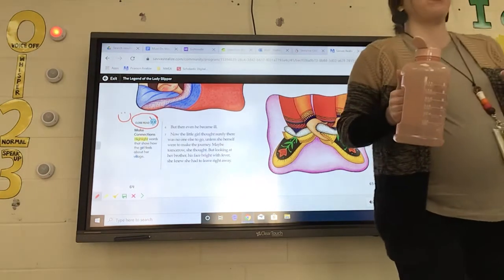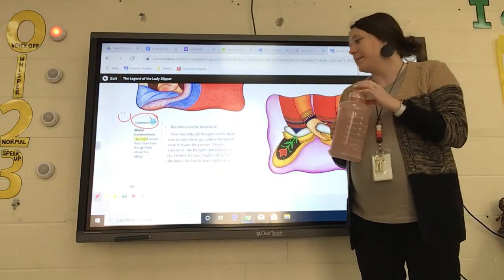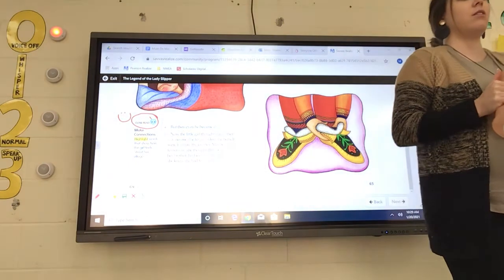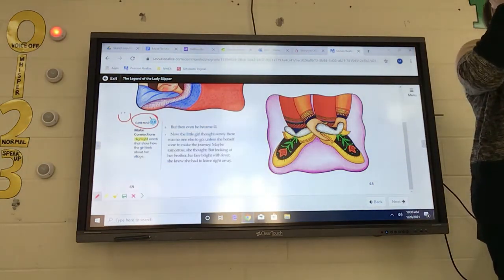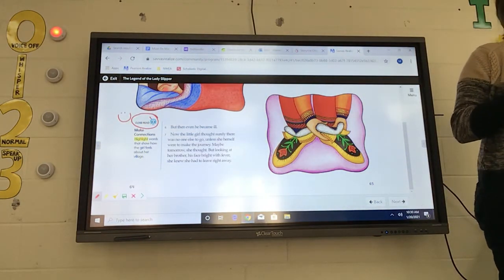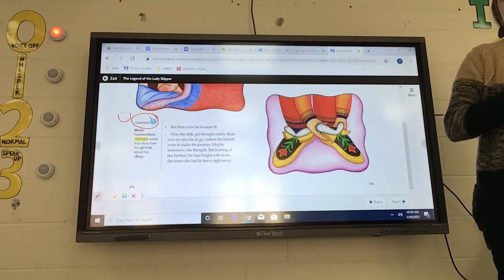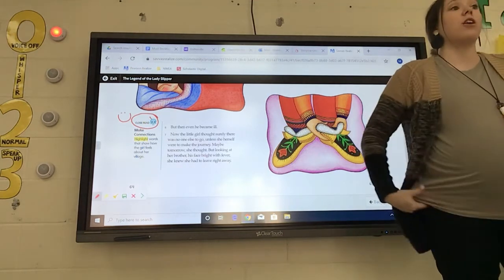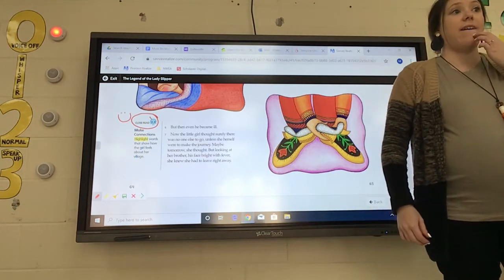How is the little girl feeling on this page? On page 64, how is the little girl feeling? Yes, sir. Scared. Why do you say scared? What does it say in the story that makes you think that? Because she says maybe tomorrow. Maybe tomorrow, so she doesn't want to go right now, right?